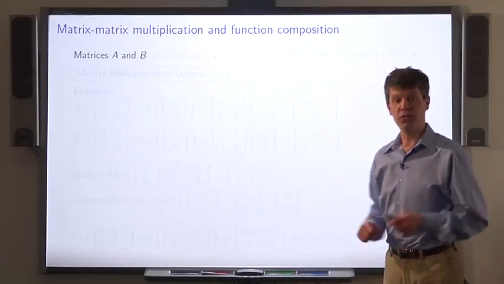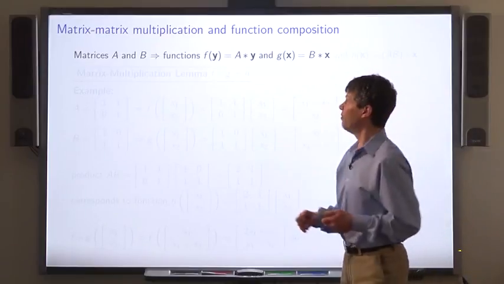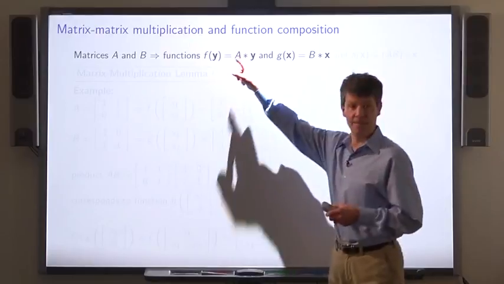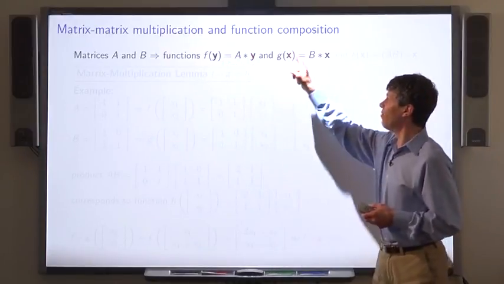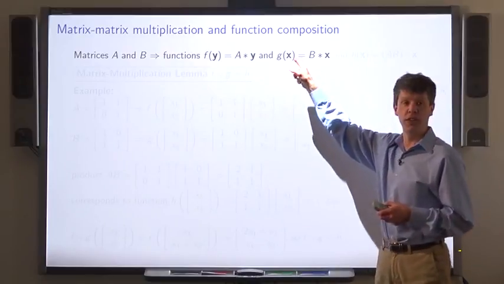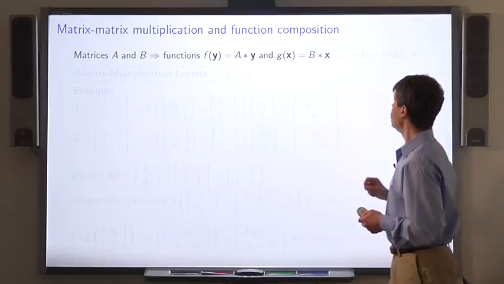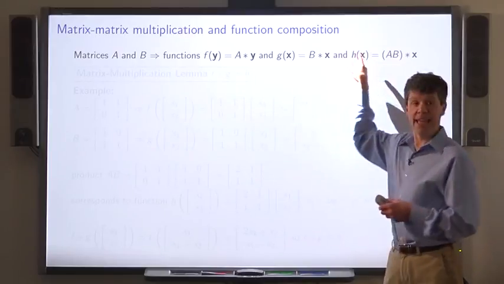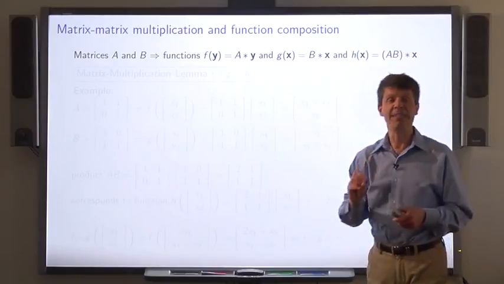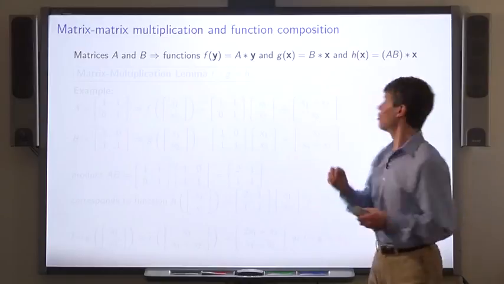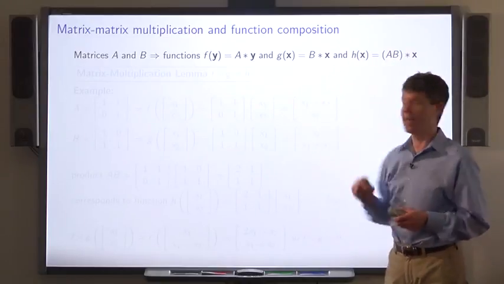Now let's consider two matrices A and B that we're going to multiply together. These define functions as well. A defines the same function, f of y is A times y. B defines a function, we'll call it g. g applied to a vector x is B times the vector x. And we'll define h of x to be the function corresponding to the matrix product AB. That is, h is the function that takes a vector x to A times B times x.